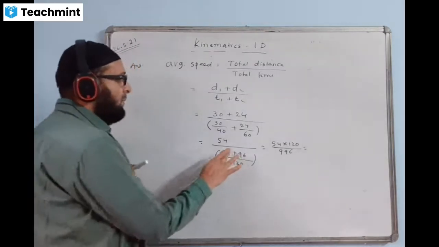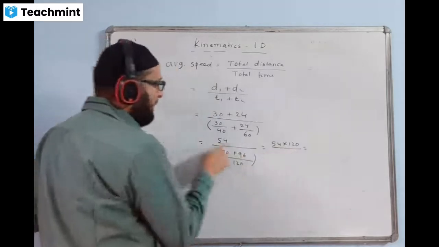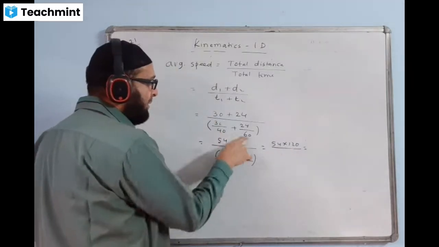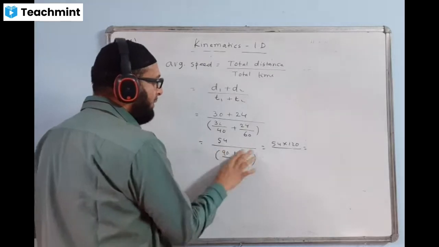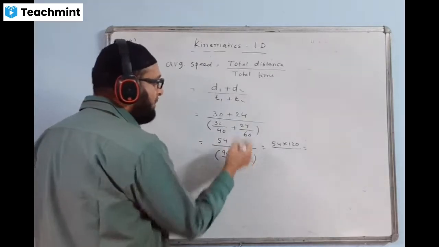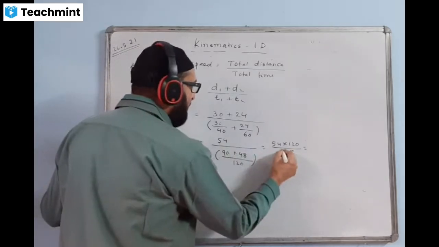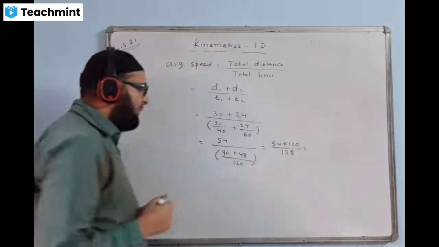Oh, yeah, I made one mistake. 3 times 30 is 90, yeah. Thank you for the correction. And I made one mistake here also. 3 times 2, 2 times 24 is coming 48. 90 plus 48 is 138. Yeah, please check the answer.